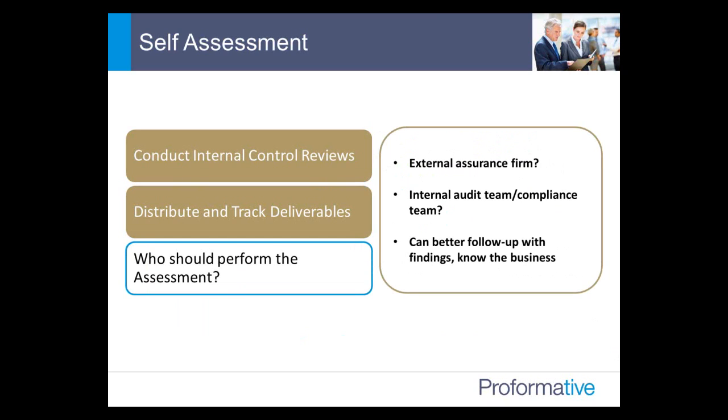And then the final question is, who should be performing these assessments? You can lean on an external assurance firm. You can work with an internal audit team or a compliance team. It's potentially better to go the internal route because these are the folks that know the business the best, and even after the initial assessment is completed, they can also follow up with the business and management to be able to make sure that those things are being monitored and implemented properly.